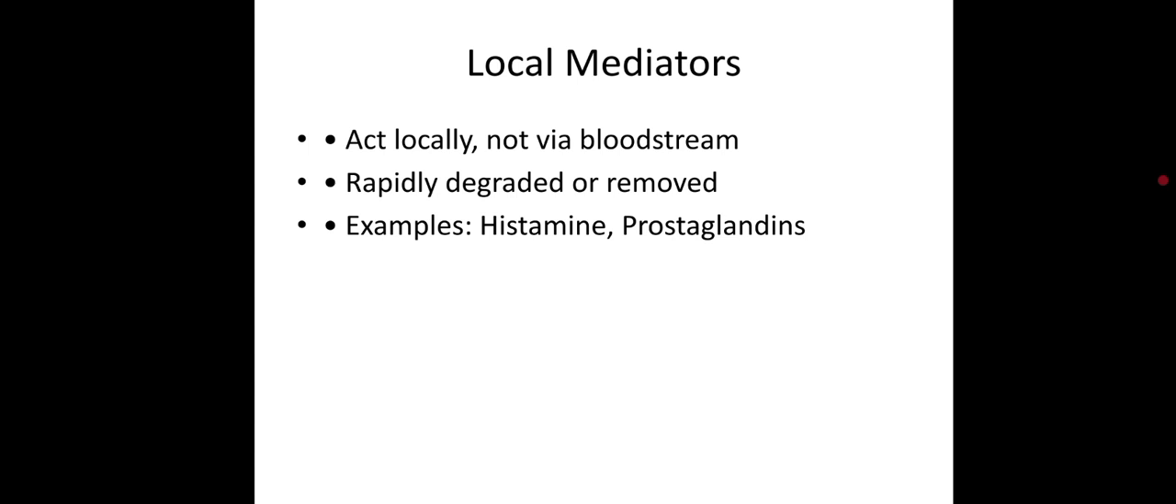So local mediators are going to act locally rather than traveling in the blood or in the neurons. These are rapidly synthesized and rapidly degraded as well. It includes the examples of histamines and prostaglandins.